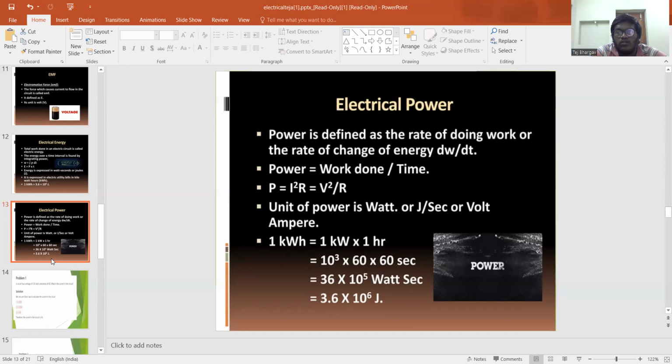1 kilowatt hour is equal to 1 kilowatt into 1 hour, which is 10 cube into 60 into 60 seconds, equal to 36 into 10 power 5 watt second, which is equal to 3.6 into 10 power 6 joules.